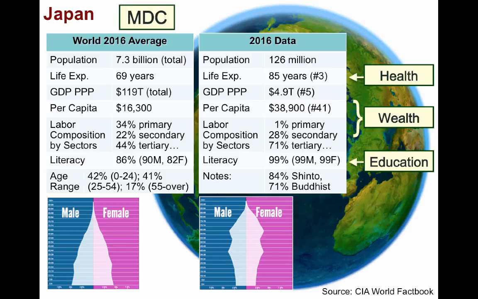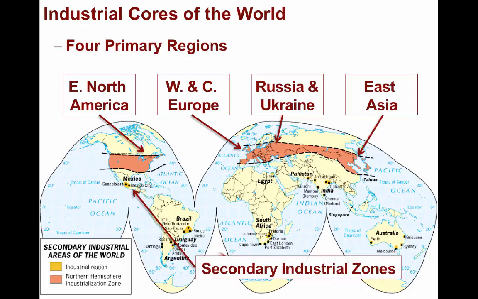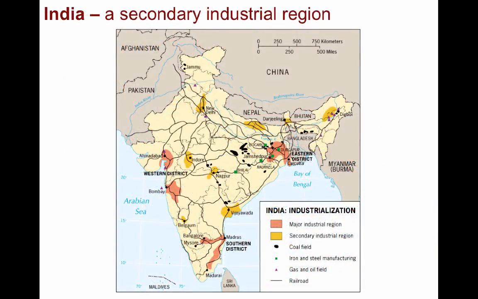There are also secondary industrial zones, concentrated in places like Mexico, Brazil, Egypt, South Africa, India, and Australia. As with anything else, industrialization is not distributed evenly. Just look at this larger scale map of Indian industrialization. You can see major manufacturing districts in the west, east, and the south. In most cases, these regions have sprung up around resource nodes, around coal, oil, and natural gas.